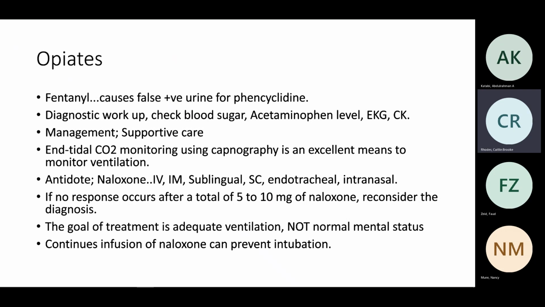The antidote, as you know, is naloxone. If you have IV access, you give it IV. If not, then IM, sublingual, subcutaneous, endotracheal, or intranasal. If you give it and there is no response after 5 to 10 milligrams of naloxone, then you have to rethink other diagnoses. If you give naloxone and the patient responds, and then after a few minutes goes back to hypopnea, give it again, and then you have to think about the drip.